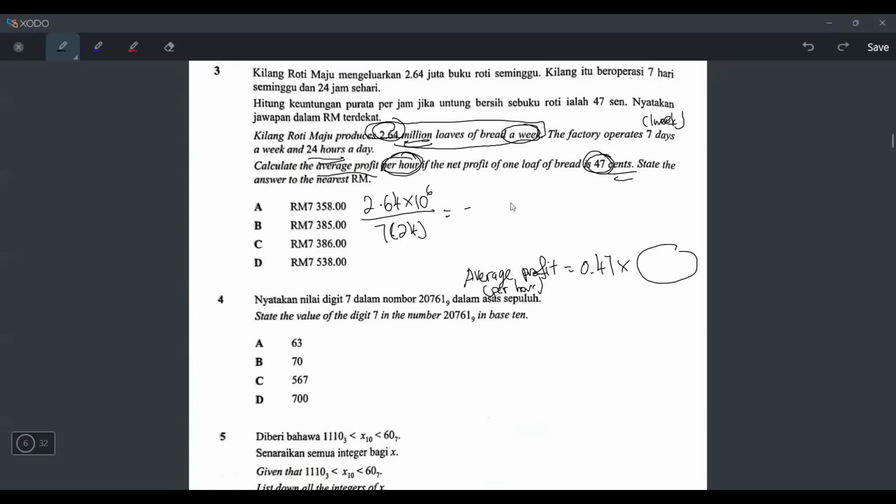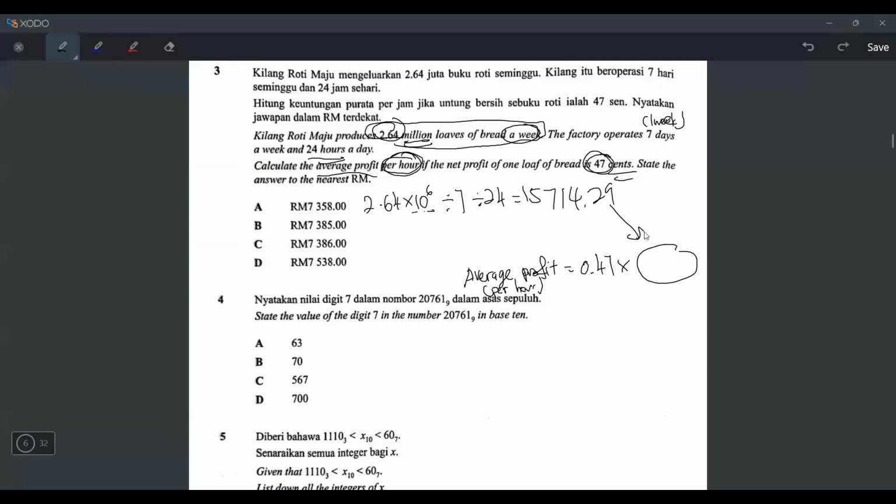Okay, let's not write like this. It's very confusing if I write like this. So I will press this one, divide by 7 to get the number of loaves of bread produced in 1 day, and then divide by 24 so that in the end I will get the number of loaves of bread produced in 1 hour. So I will press 2.64 times 10 power 6 divide 7 divide 24. So I got 15714.285.